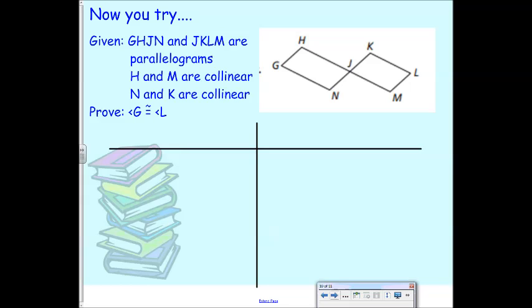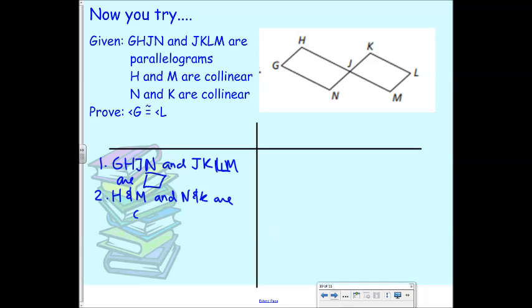We know that GHJN and JKLM are parallelograms. I also know that H, M are collinear and N, K are also collinear, which just means that they are on the same line. So again, the first thing I want to write is all my givens: GHJN and JKLM are parallelograms. All right, H, M and N and K are collinear. I'm consolidating it just a little bit to save time. All right, so 1 and 2 are givens.